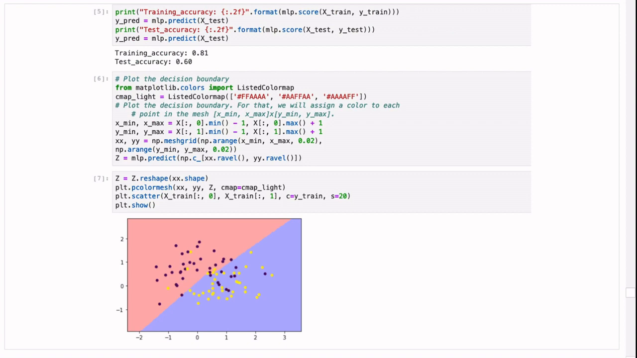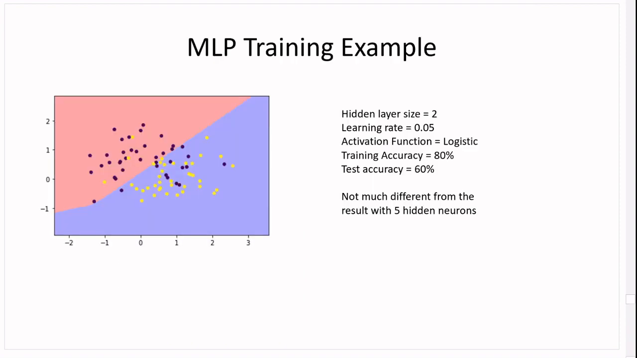If we change the number of some parameters, in this case, then training accuracy falls to 81 and test accuracy falls to 60. So that is what we are showing here. So what I did is I ran this example with different parameters. So some of those results are shown here.